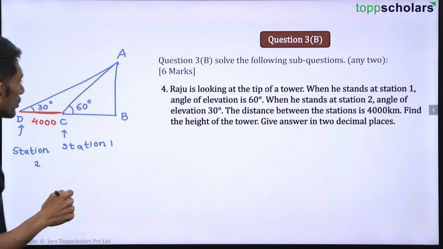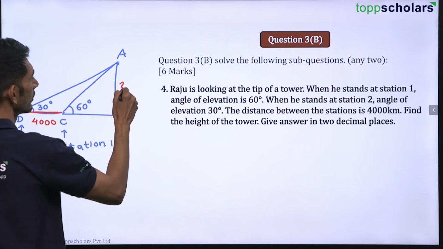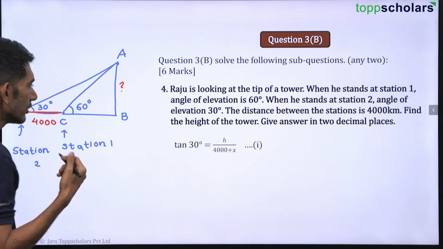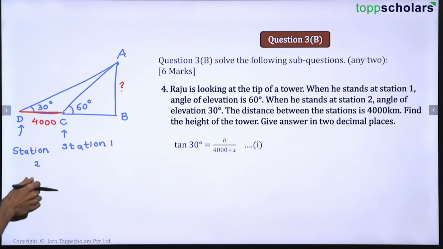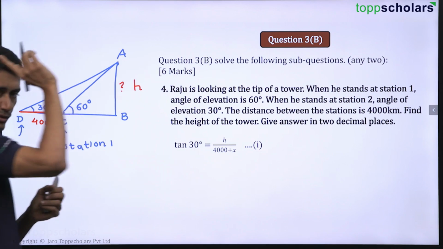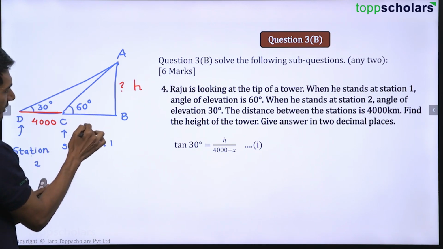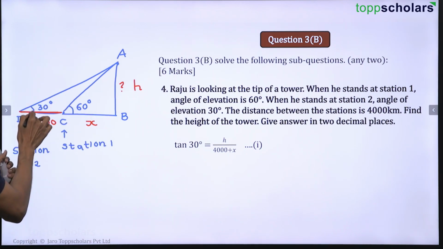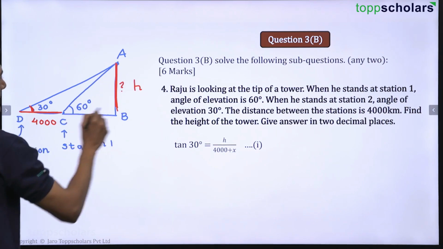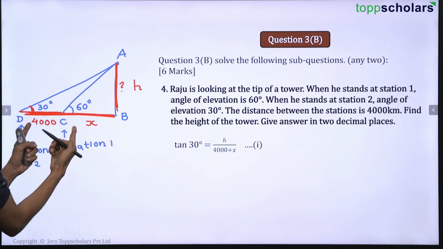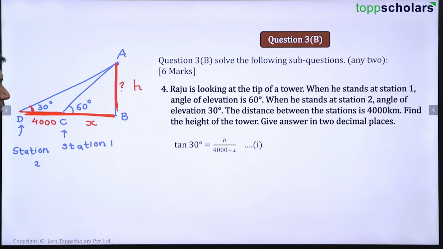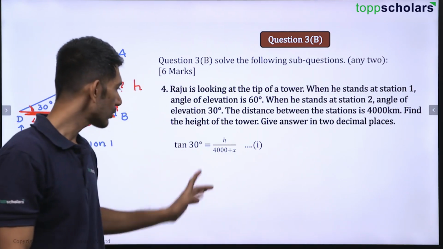Correct? We are supposed to find out the height of the tower. This is the question. Now, let us see the solution. Firstly, I'll consider the height as h, and I'll consider this part as x. If I take tan 30, that is opposite by adjacent. Adjacent is 4000 plus x entire, opposite is AB, which is h. So tan 30 is h by 4000 plus x.